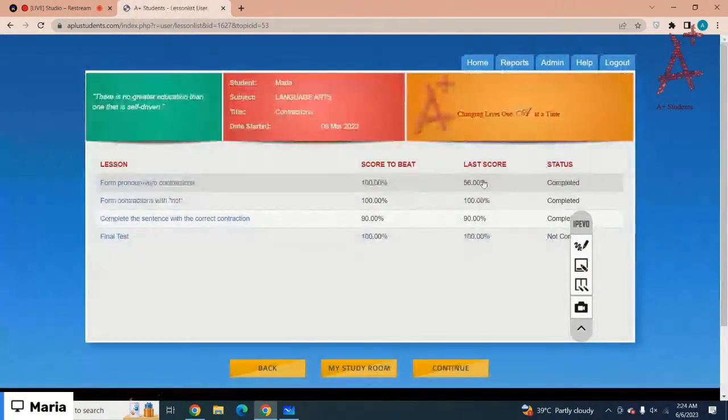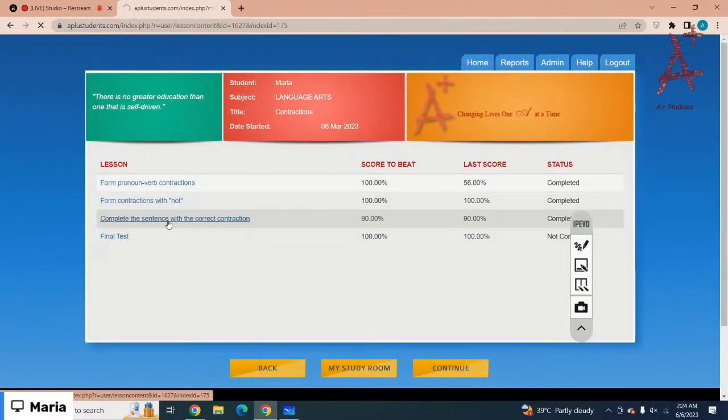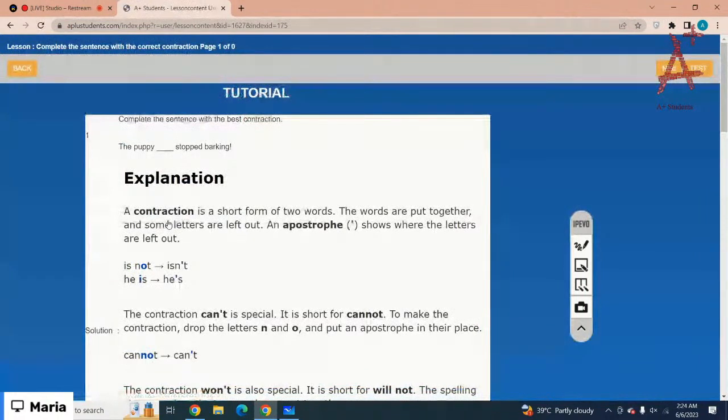The next one is complete the sentence with the correct contraction. Okay, again, here is the definition of a contraction. A contraction is a short form of two words. The words are put together and letters are left out. An apostrophe shows the letters are left out. So you can write is not as isn't.